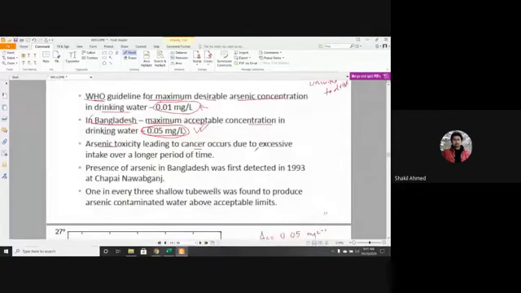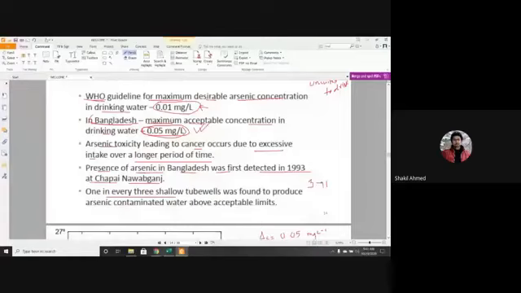Arsenic toxicity leading to cancer occurs due to excessive intake over a longer period of time. The presence of arsenic in Bangladesh was first detected in 1993. 1 in every 3 shallow tube wells was above the acceptable limit. That means 33%. 1 by 3 is around 33.3, right? I think they were not suitable to drink.